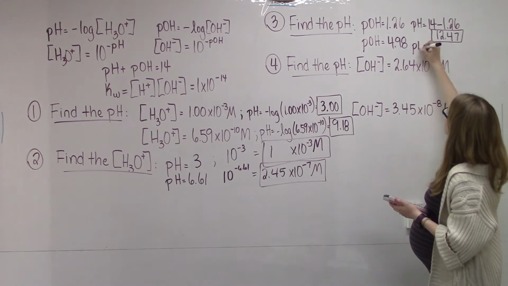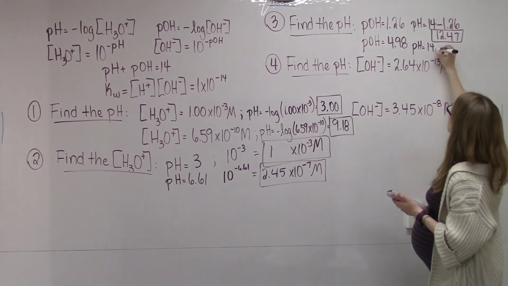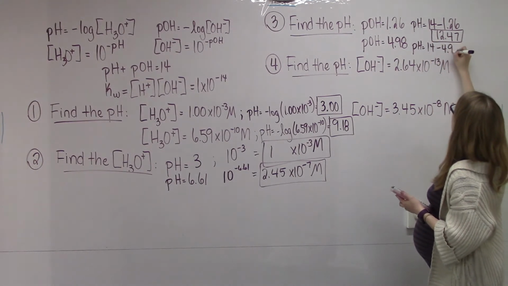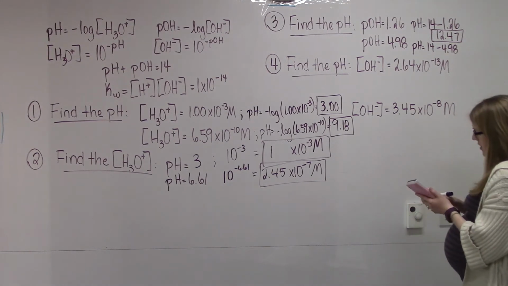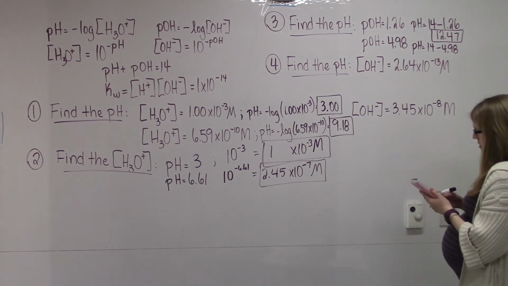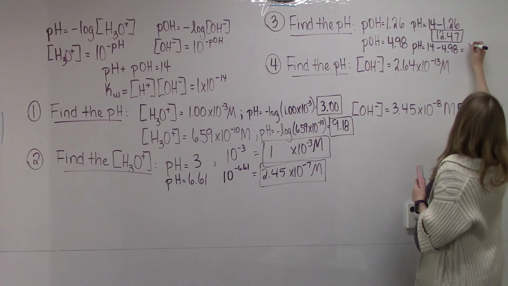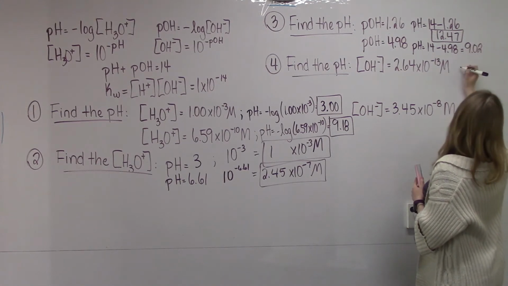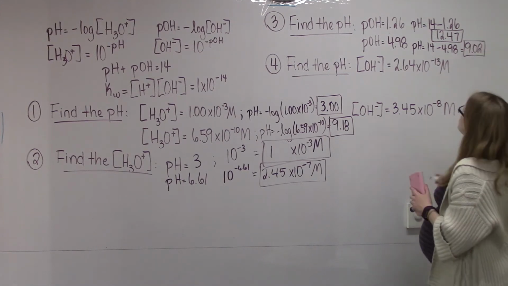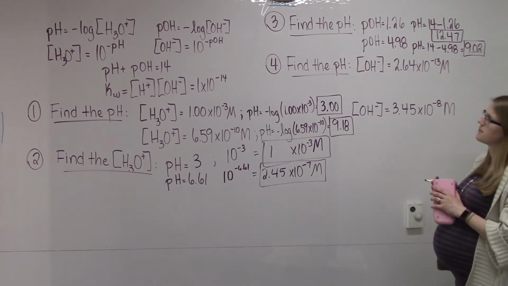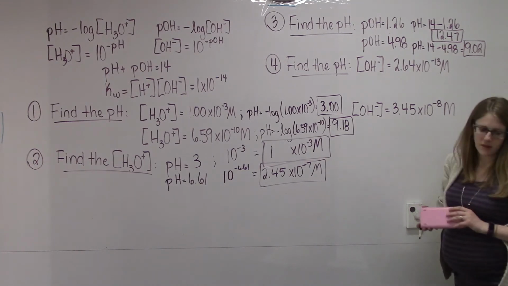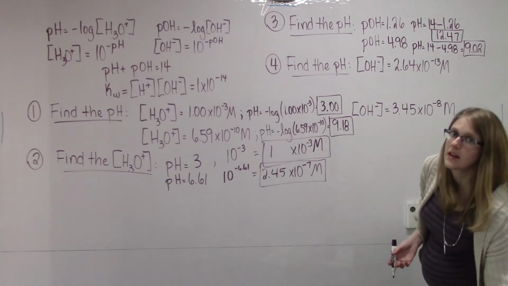And let's do this one. pH equals 14 minus 4.98, and we get 9.02. Remember, pOH and pH are unitless. Okay, let's do this next one now. This next one's going to need an extra step.